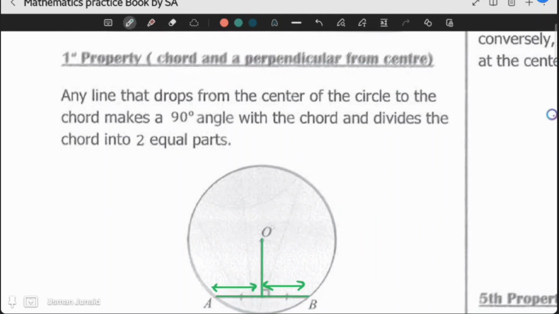If a chord is met by a line from the center, it will be a perpendicular line. Both sides will be equal in size and they will both have the angle of 90 degrees.